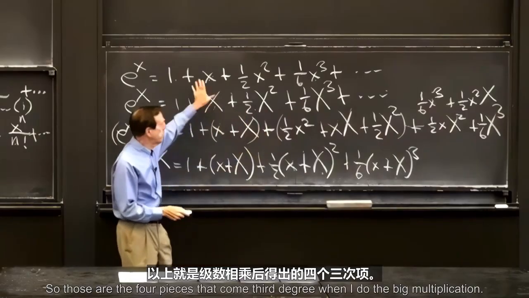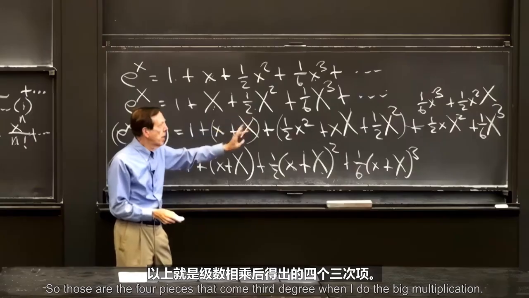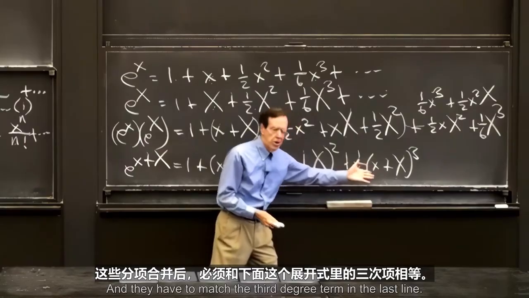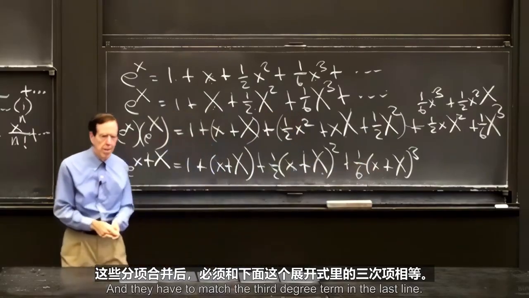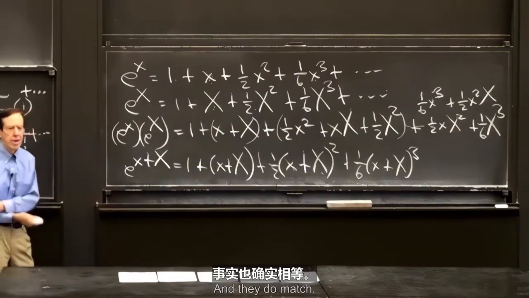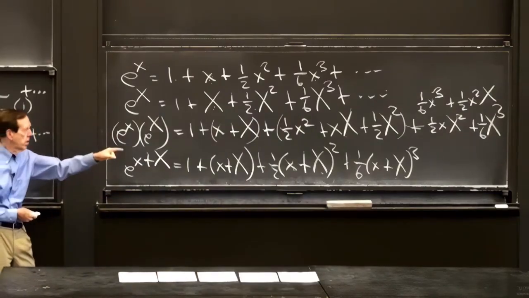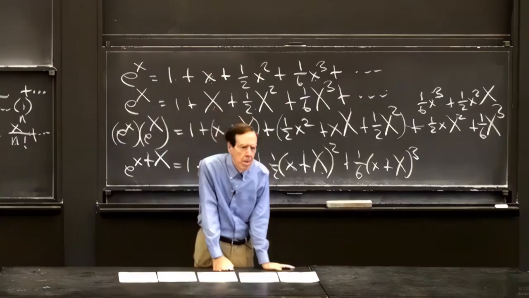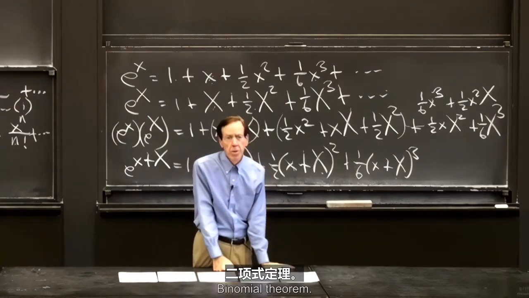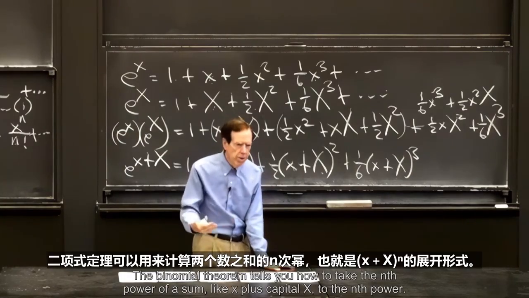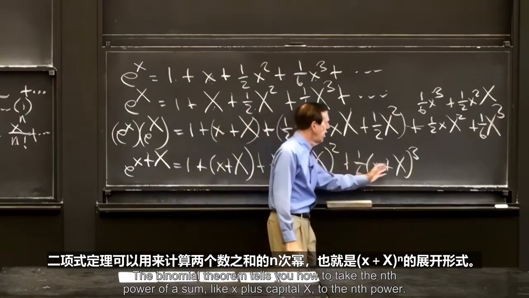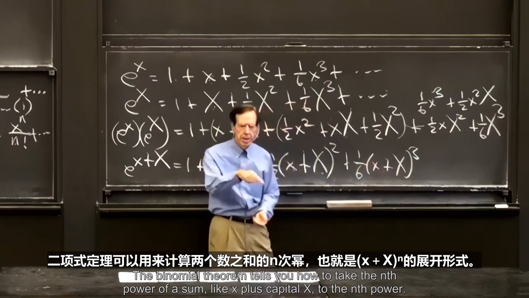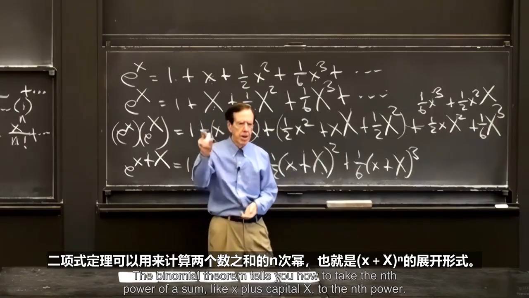So those are the 4 pieces that come, third degree, when I do the big multiplication, and they have to match the third degree term in the last line. And they do match. If we cube it, do you remember the right words to say now? Binomial theorem. The binomial theorem tells you how to take the nth power of a sum, like x plus capital X, to the nth power.